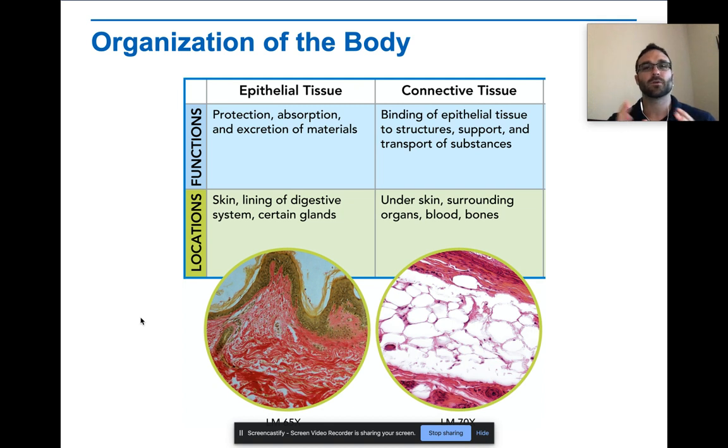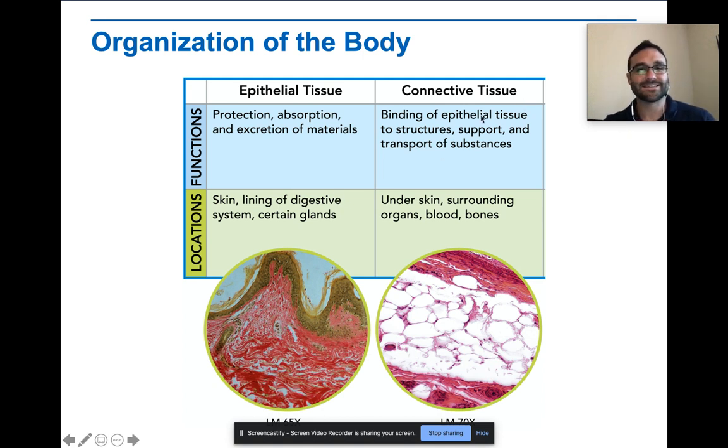And what happens when all of these cells start working together? Well, we're going to get tissue. If you were to divide our animals' tissue into 4 categories, the first one would be epithelial. The example here is skin, lining of the digestive system. And again, it's used not only for protection, but also absorption and excretion.